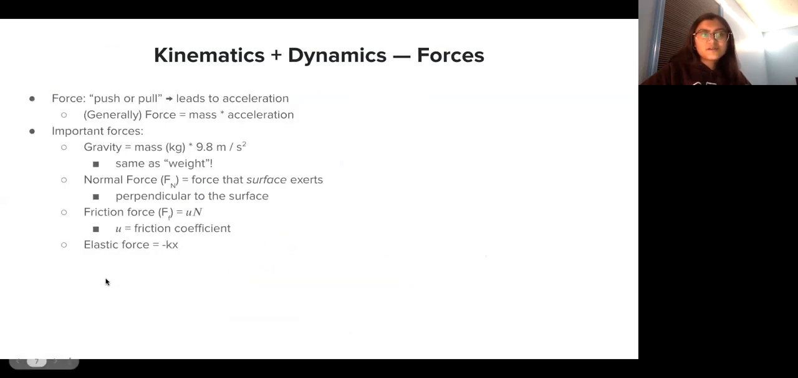Then we'll start talking about some forces. So a force is some push or pull that will lead to acceleration, and generally force is equal to the mass of the object times acceleration.